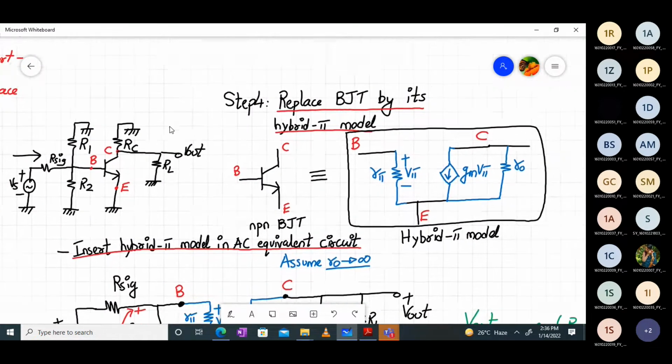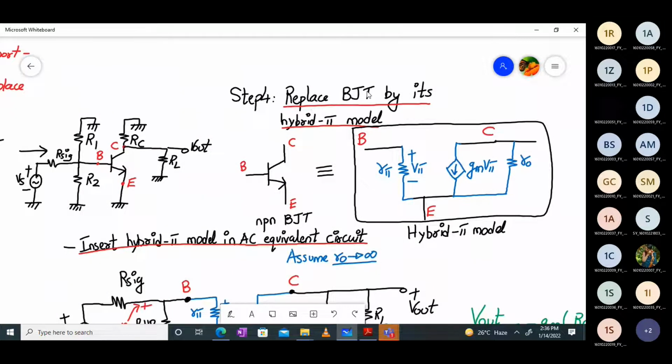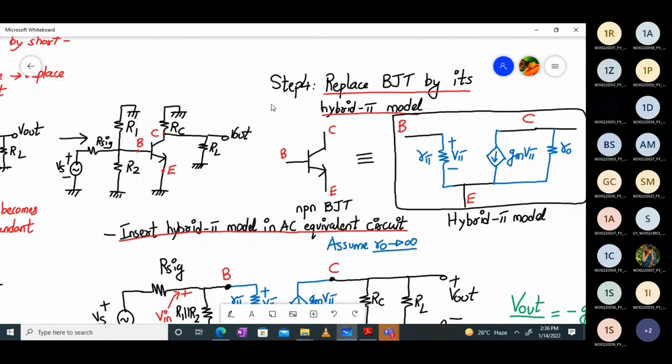Okay, fine. So next is step number 4. Step number 4 is to replace the BJT by its hybrid pi model. So I will tell you now why we do that in reality. We want the amplifier to amplify the small AC quantity, and it should produce a magnified version at the output, correct?